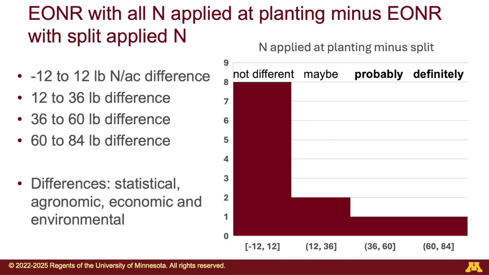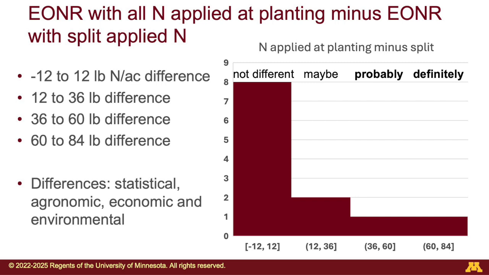Another way to look at this is like a probability distribution. So now I've taken the number of sites that fall between, if I take the EONR from N applied at planting and I subtract the EONR from split applied N, if the difference of those two EONRs is minus 12 to plus 12, it falls in this column. 8 of the 12 sites were in this column. If it's 12 to 36 pounds difference, it falls in this column. 36 to 60, 1. 60 to 84, 1.